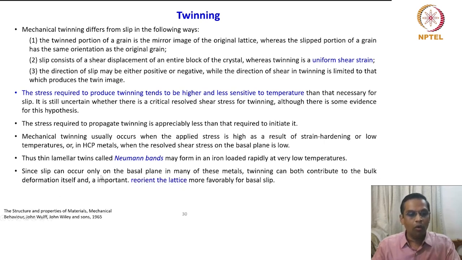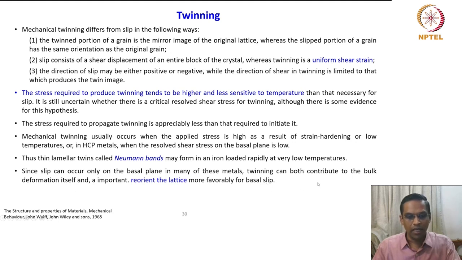Since slip can occur only on the basal plane in many of these metals, twinning can both contribute to the bulk deformation itself and, importantly, reorient the crystal lattice more favorably for basal slip.